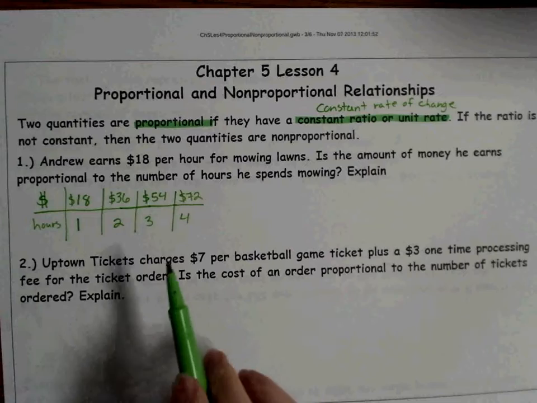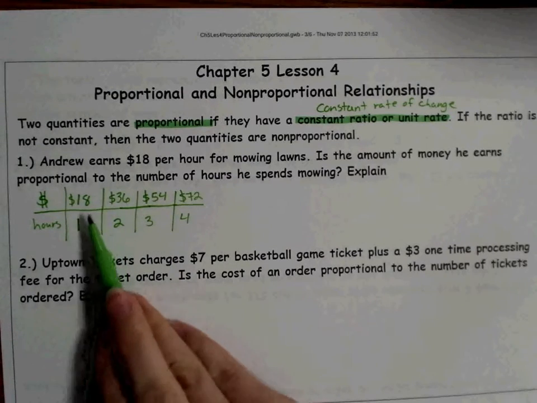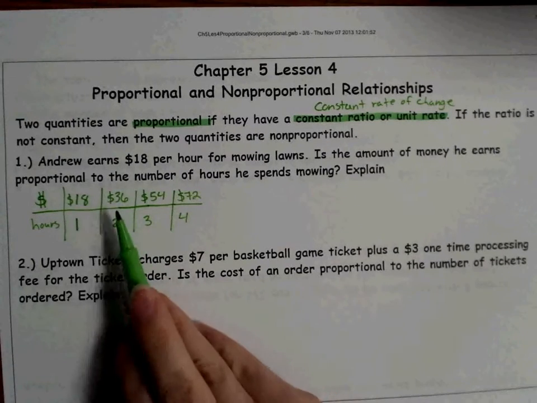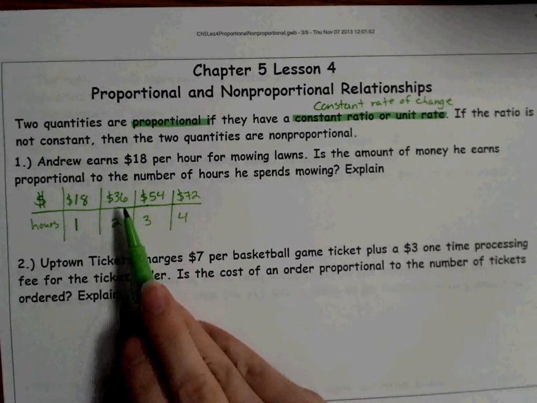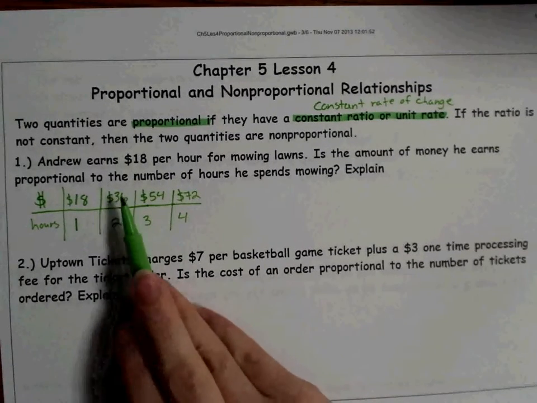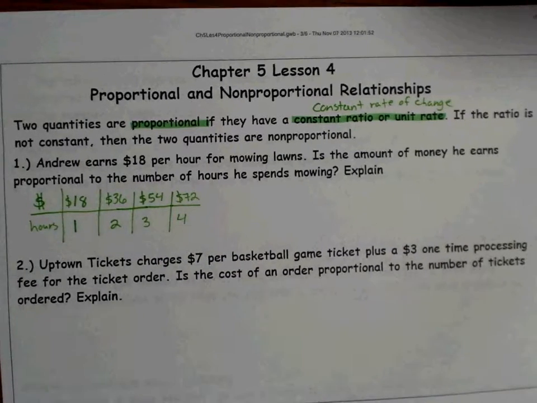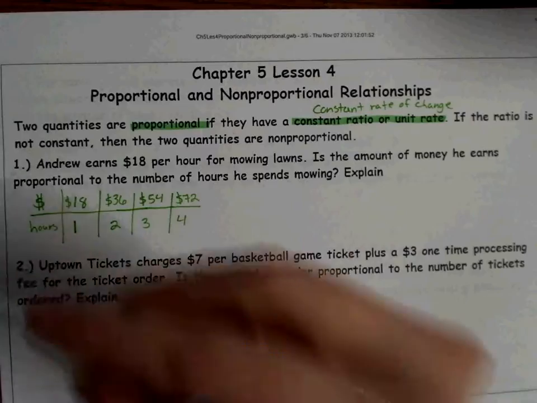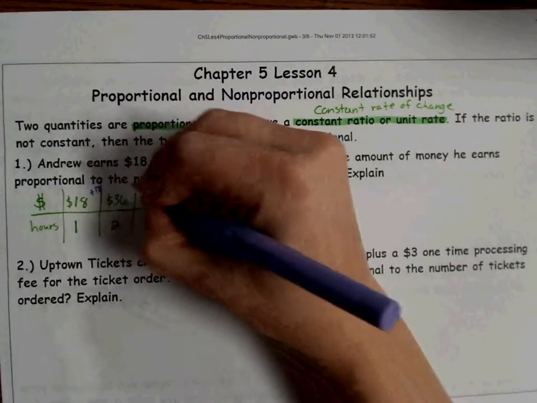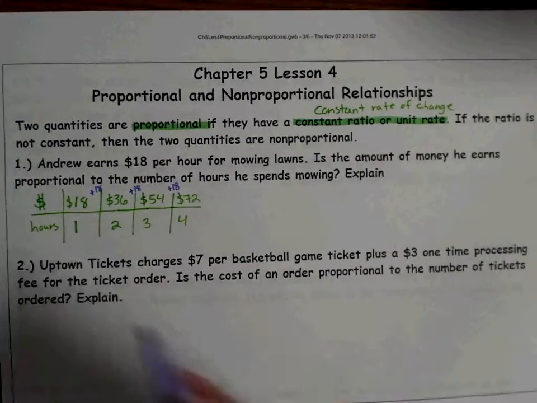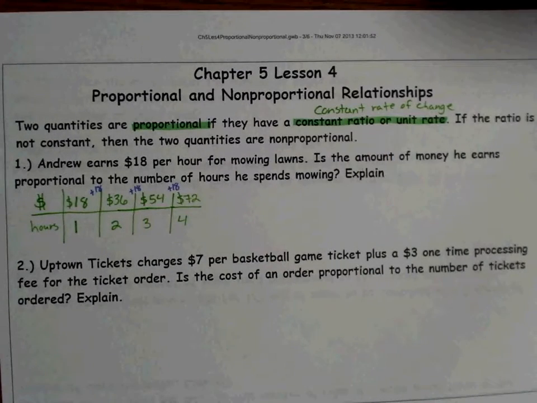That's what's happening. Started off with $18 for 1 hour. When we went up another hour, we added $18 onto it. So 18 plus 18 is 36. When we add another hour, we're adding $18 here. So 36 plus 18 is 54. So if you needed to write that down, you can. I'm increasing here by 18, then by another 18, then by another 18 in order to get to my next amount of money per hour.